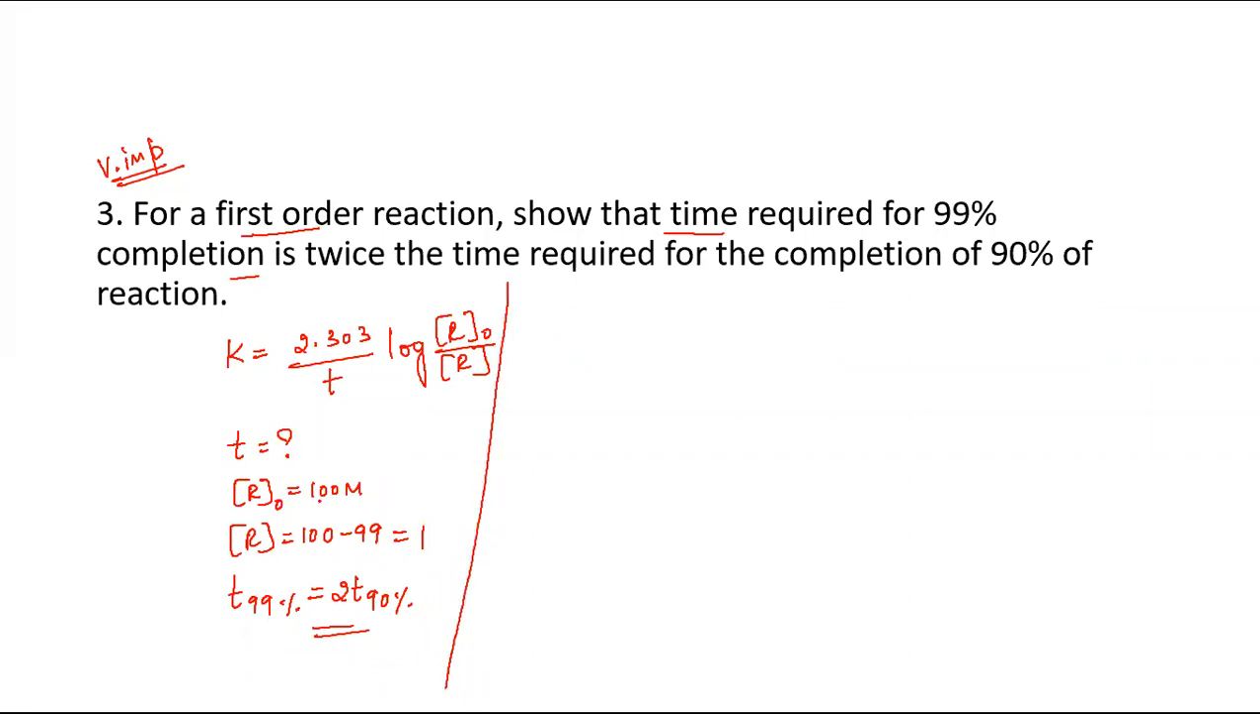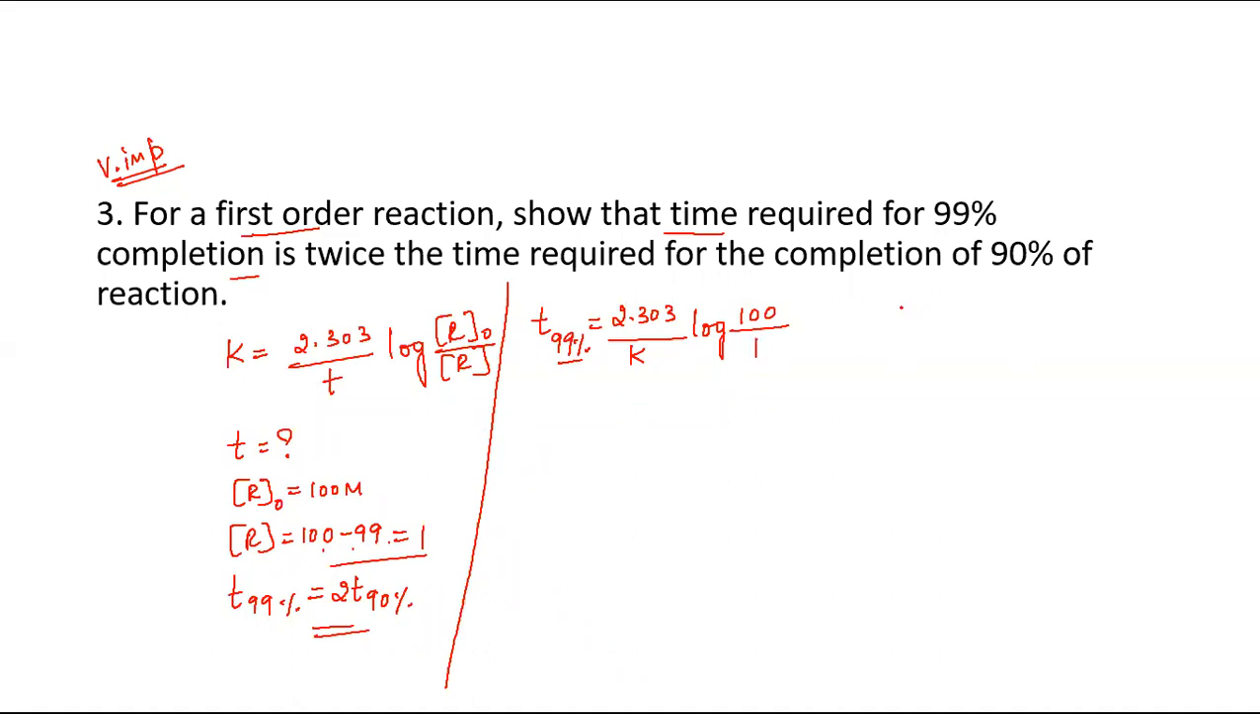Here there are two comparisons, one 99% and the other 90%. Let us compare both. Since we are calculating T, let us take T on the LHS, that is T 99% is equal to 2.303 divided by K log initial concentration is 100 and final is 100 minus 99, that is equal to 1. Okay, this is one equation.